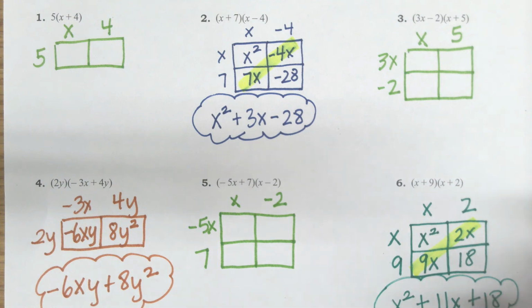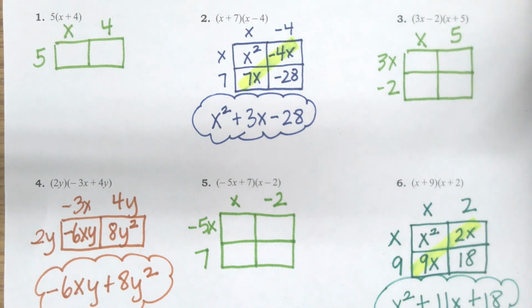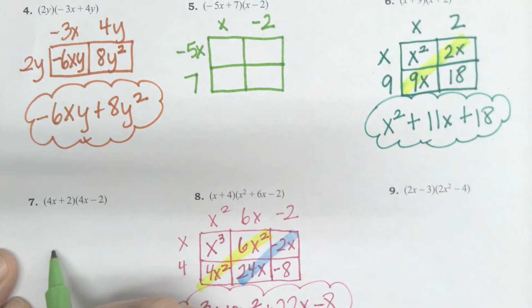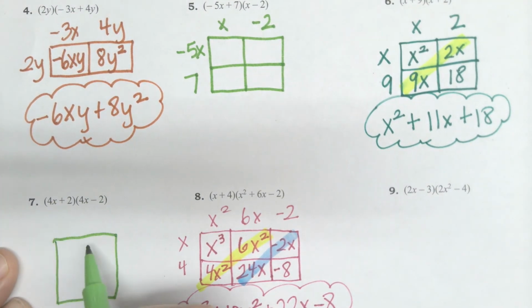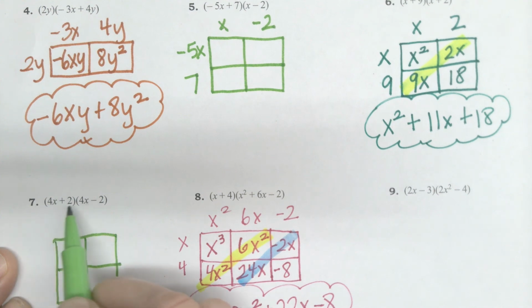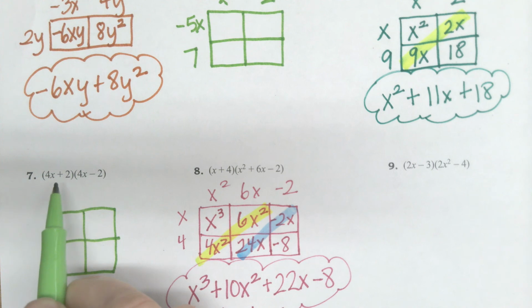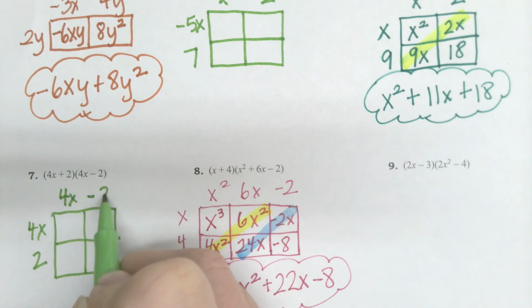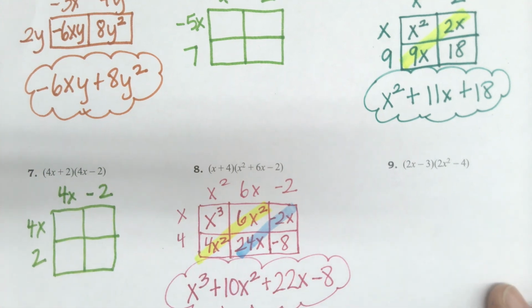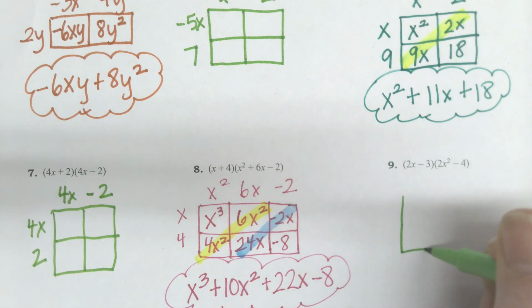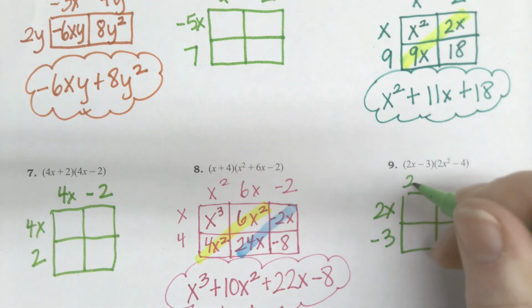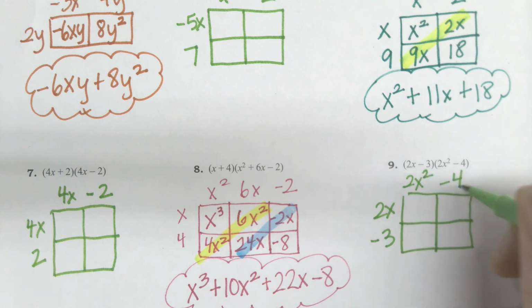That's why it's nice not to use the calculator, to learn how to do it without. Okay, I'm moving that up, getting the last ones down. So this one is another 2 by 2. Again, how do I know? It's the number of terms in each of these parentheses. So this is 4x and 2, but the top is 4x and negative 2. And then the last one is a 2 by 2 as well. 2x and negative 3, 2x squared and negative 4.